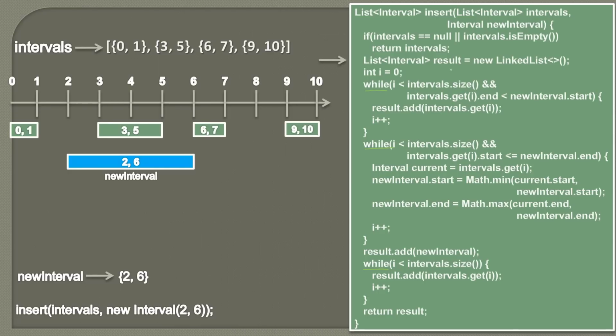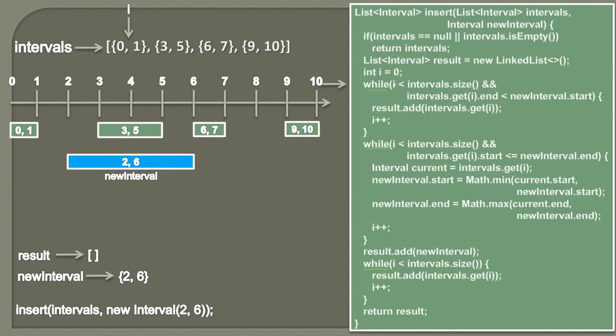As we have to return the list of mutually exclusive intervals, we will create a result list which is currently empty. Now as we need to traverse each and every element of this intervals list, we'll create an integer I starting from 0 index. So first we are picking 0, 1. Now in this while loop we are checking whether, when this 2, 6 will be inserted into the list of intervals, will this get affected or not.